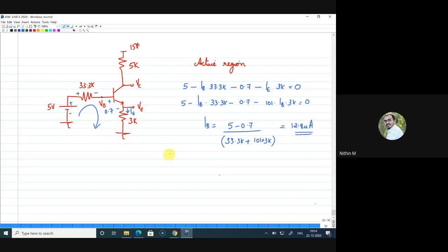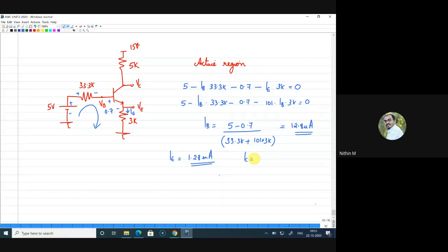That is IB. Once IB is known, you can find IE. IE will be beta plus 1 times IB, so it will be 1.28 milliamps. Similarly, you can find what is your IC also. I'm seeing the answers of others. I think there are slight differences in the calculations. Can you recheck and ask me if there is a doubt?